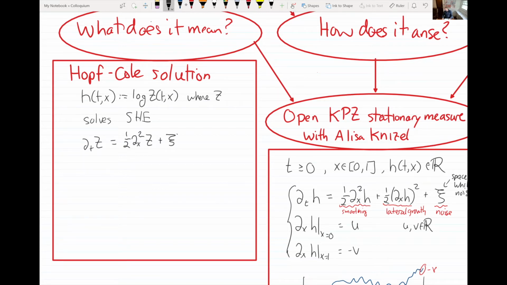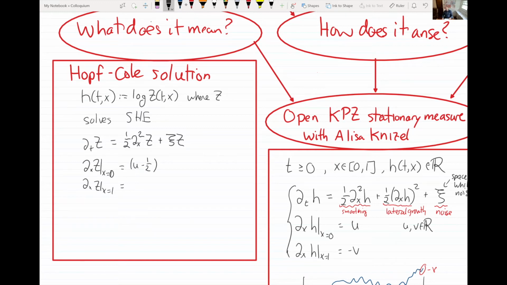So this is what the transform equation, the sort of exponentiated equation, looks like. And the boundary conditions become Robin boundary conditions. So if you look at 0, or you look at 1, you have some Robin term.